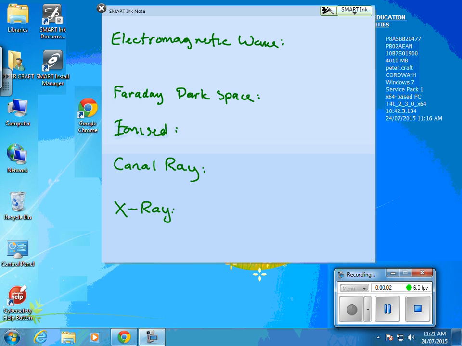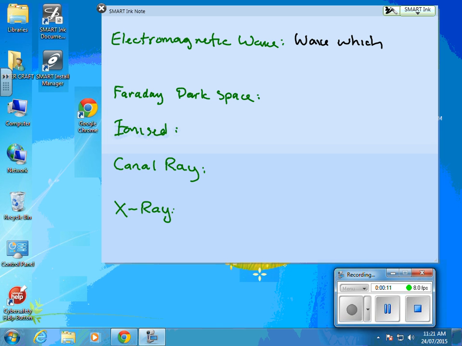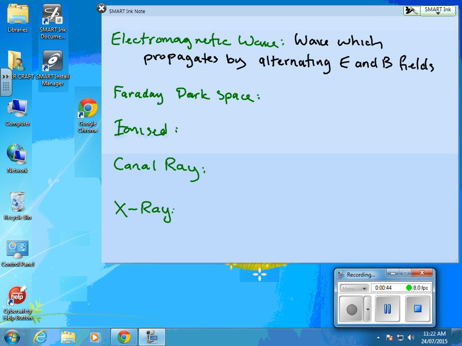Let's do some definitions. Electromagnetic wave. It's a wave, obviously, which propagates. How do electromagnetic waves propagate? What makes an electromagnetic wave a wave? No, it hasn't got a medium. Electric and magnetic fields. So that's the answer for that one.